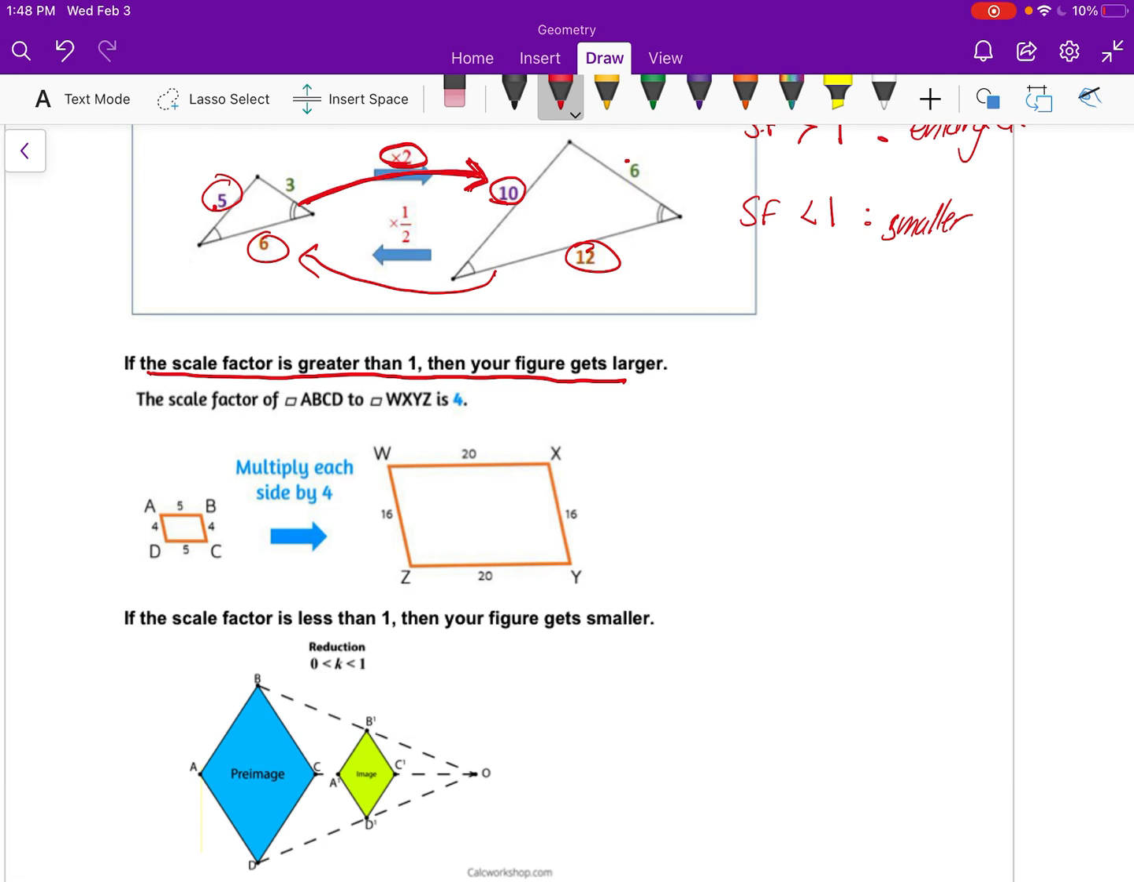For example, you have a small ABCD parallelogram. You multiply each side by 4, so your scale factor is times 4. For example, 4 to 16. Then you know you're getting larger because your scale factor is larger than 1. So you get bigger from there to there. Once again, I figured out the scale factor is 4 by looking at the corresponding sides. How does 4 get to 16? We have to multiply it by 4.